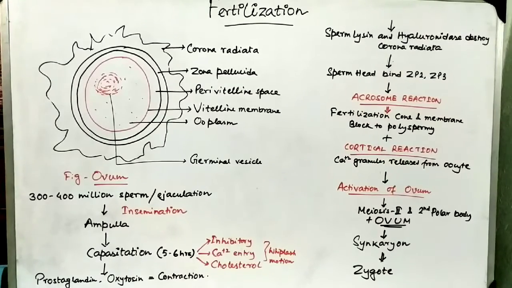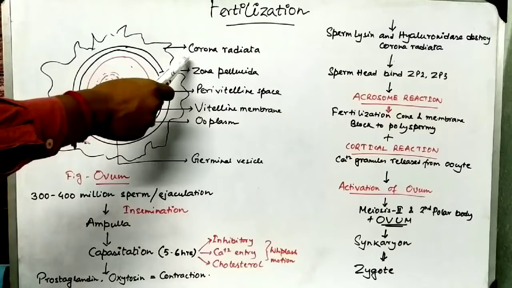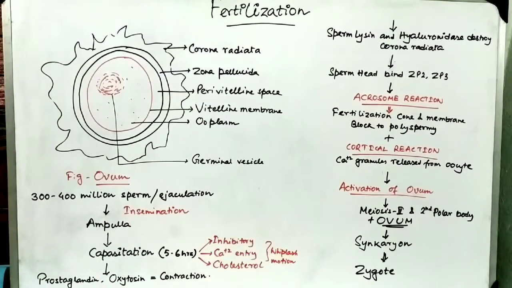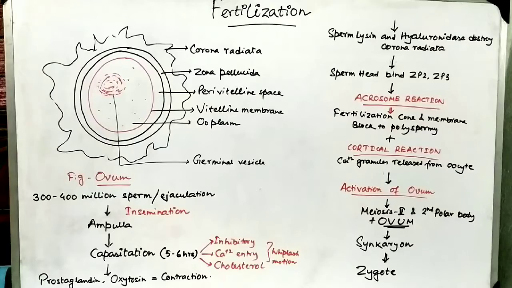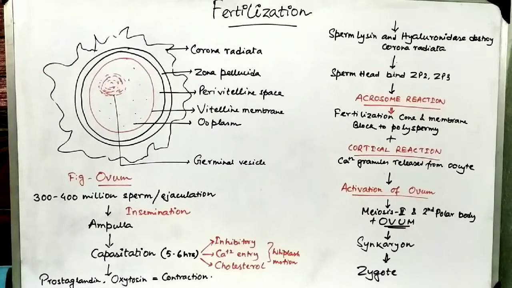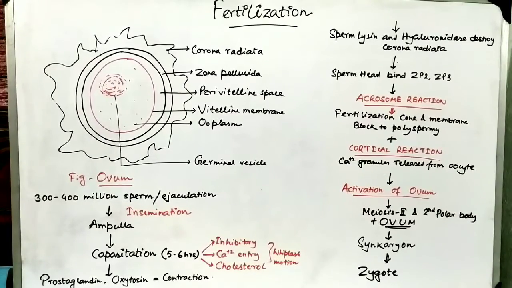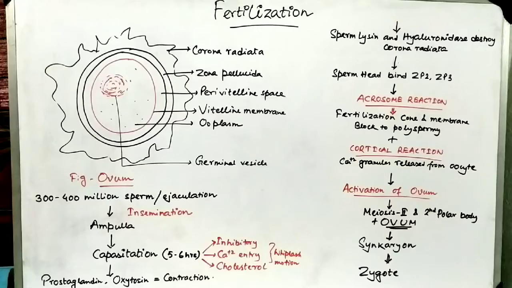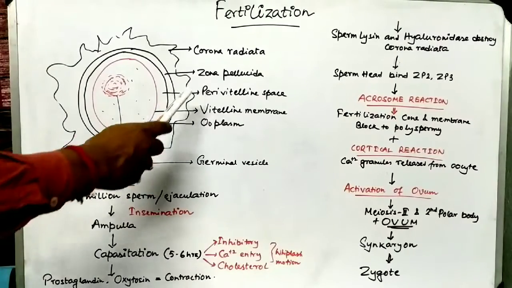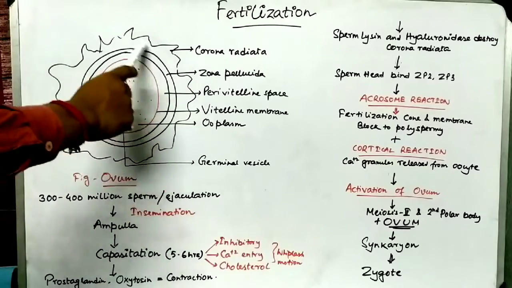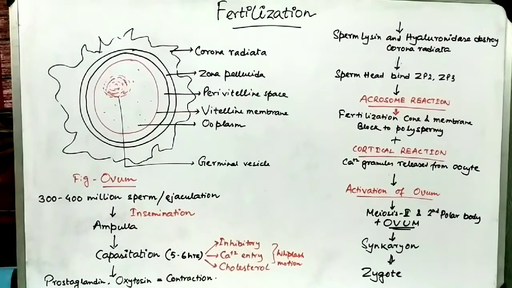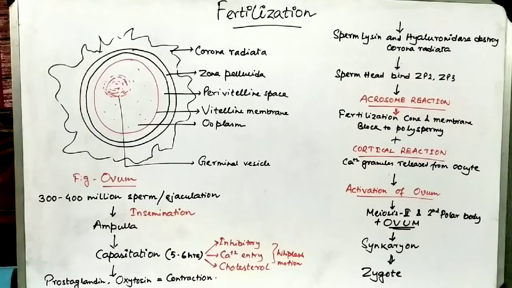The outermost layer is the corona radiata or the corona layer. It has different types of cells which are connected with each other by hyaluronic acid and different types of heteropolysaccharides within them. And the next layer is the zona pellucida. Pellucida means it is transparent, like a layer which reflects light. So this is known as pellucid or zona pellucida.